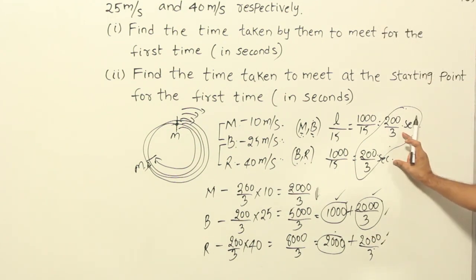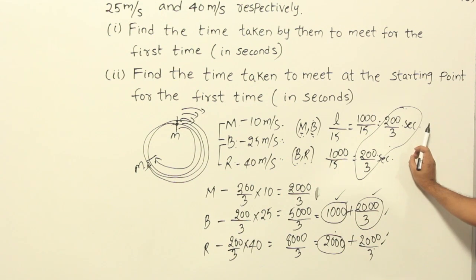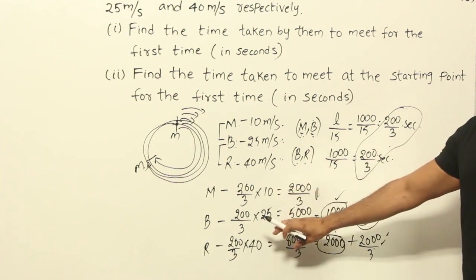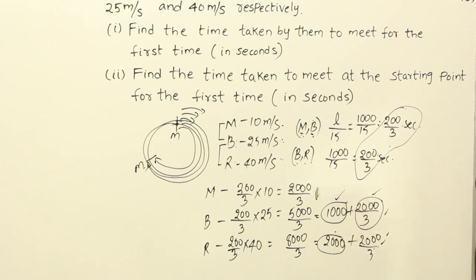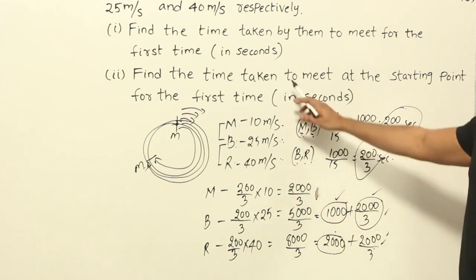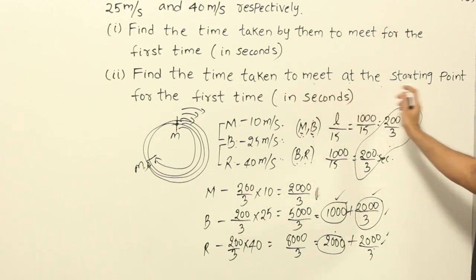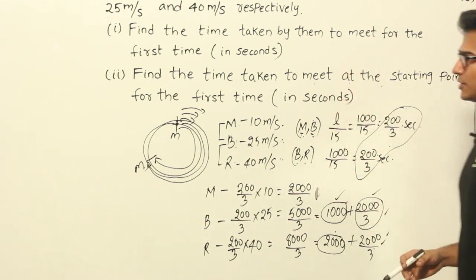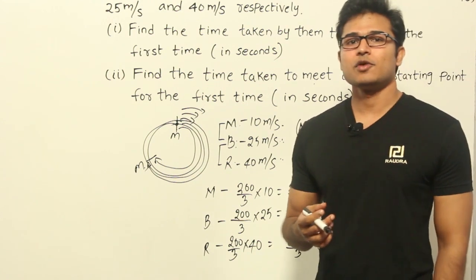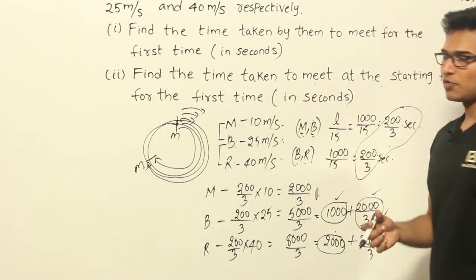In case these two numbers are different, you can find out the LCM, and also you can compute these numbers, and you will understand that they are all going to meet at the same point. So this method works. And the next one is, find the time taken to meet at the starting point for the first time. The same question we have seen even in the LCM. While discussing the LCM topic, we have solved similar models, right?